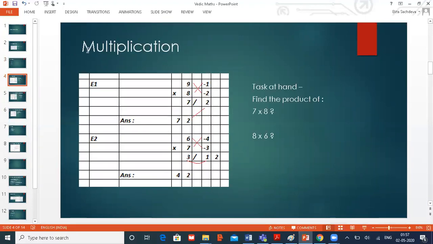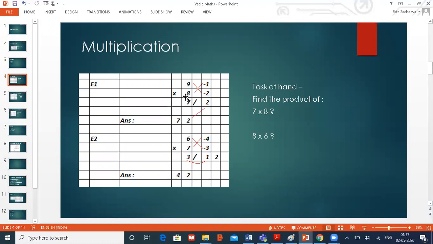Going ahead, we start with multiplication of numbers. Now, if I ask you to multiply 9 into 8, I know most of you know the tables and you would say, why do we do Vedic maths for this? Because we know 9 into 8 is 72. But I told you we do it from scratch.